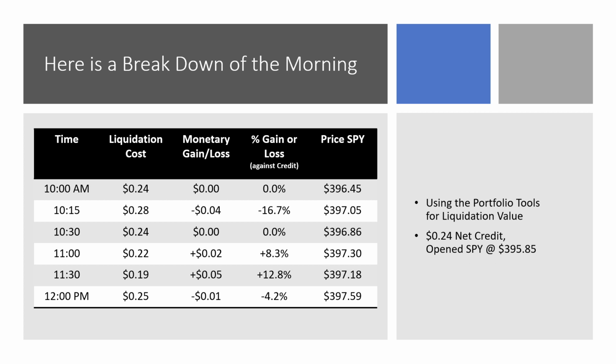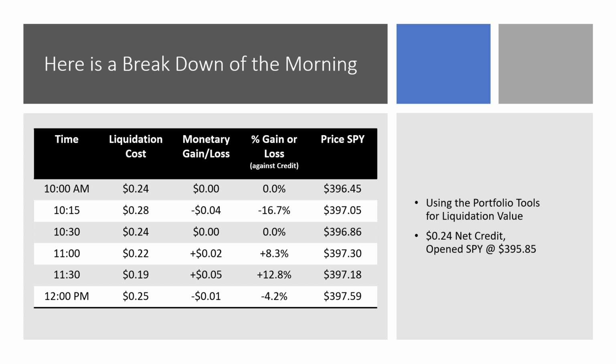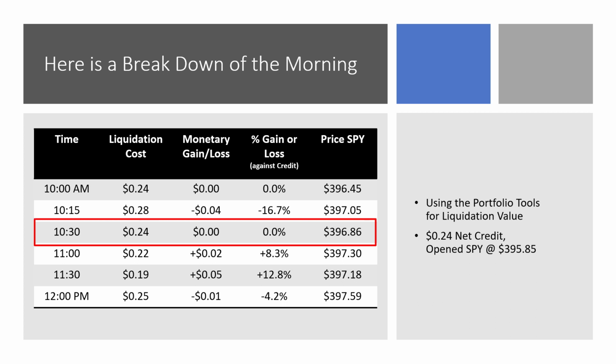At 10:15, SPY at 397.05 would have cost us 28 cents to close the spread. We would have had a loss of 4 cents on the position, or a loss of 16.7% against the initial net credit of 24 cents. At 10:30, we're back to a wash, 24 cents to close all 4 legs as a debit. No gain or loss in the position. SPY is at 396.86.